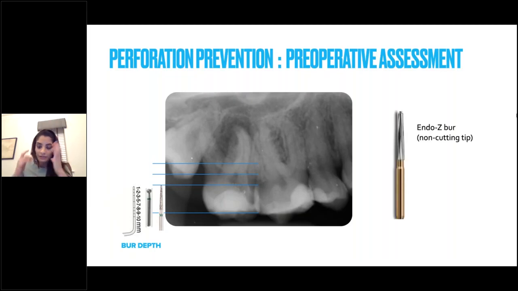Also, I find this burr really helpful. This is the Endo Z burr. It's a non-end cutting burr, which means that as soon as we've dropped into the pulp chamber, we can then use this burr, place it within it, and then move it just laterally to enlarge our access. And we can do it safely, knowing that the end is non-cutting and it's not going to damage the floor of the pulp chamber.